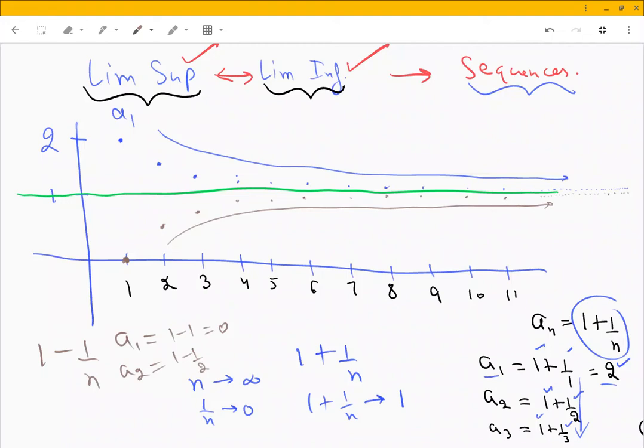Now these sequences are called monotonic, strictly monotonic rather. Okay. Our first sequence 1 plus 1 by n is strictly decreasing, and 1 minus 1 by n is strictly increasing, right? Now comes this definition, limit superior, limit inferior.